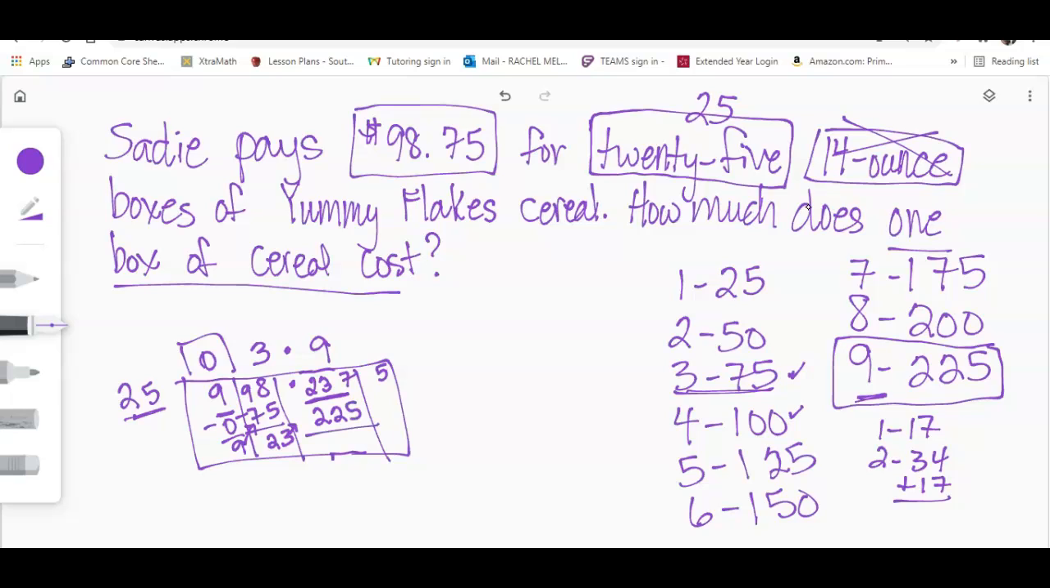And now I subtract. Let me give myself more room over here. I should have drawn my box way bigger than I did. So this was a 5, and now I can put my 12 here. So now I have 125. Well, if I look right here, 5 groups is exactly 125, and I now have nothing left over. So each box costs $3.95.